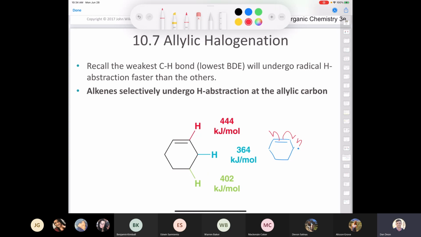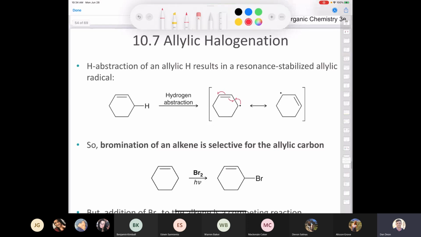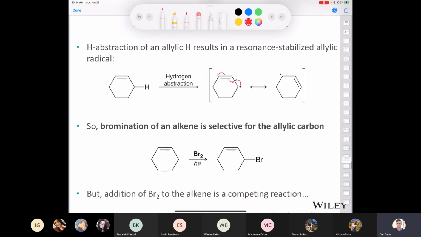And so, again, if we take an alkene and we subject it to halogenation conditions, we're going to get halogenation occurring at the allylic position. So hydrogen abstraction of an allylic hydrogen generates that resonance stabilized allylic radical. We just talked about that. And so if you take an alkene like cyclohexene and you treat it with bromine and you subject it to electromagnetic radiation, you end up with bromination occurring at the allylic position.